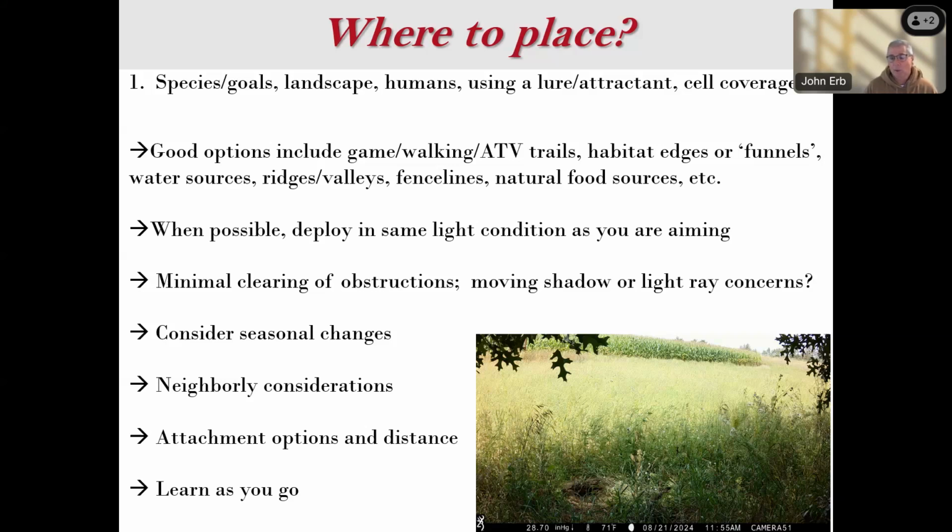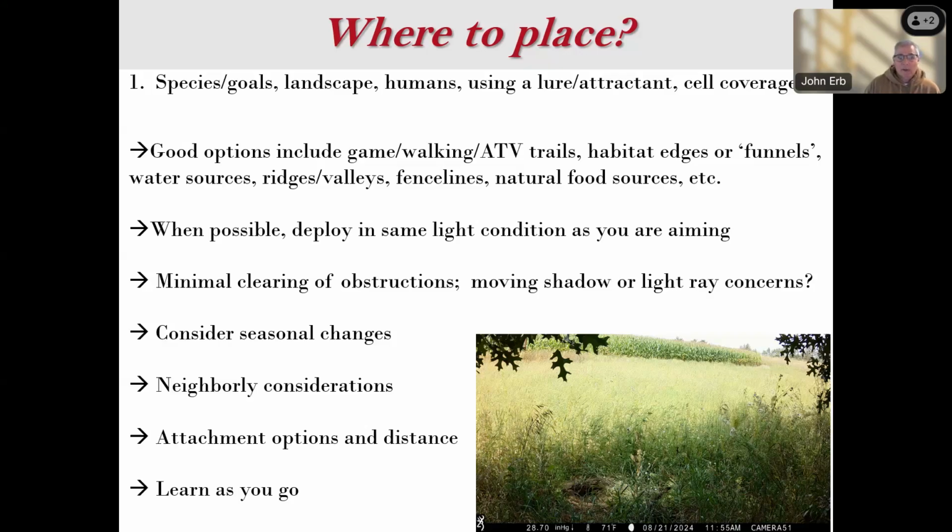Habitat edge might be where forest is adjacent to a hayfield, or where a stream comes through a forested area. These edges or funnels can be really good places to detect animals. Water sources can be very good places too. Pond edges, beaver ponds, streams, high points, low points, fence lines, maybe even just natural food sources. Maybe you've got a lot of oak trees in one part with a lot of acorns that animals, bears and deer and other things like to visit as a food source.